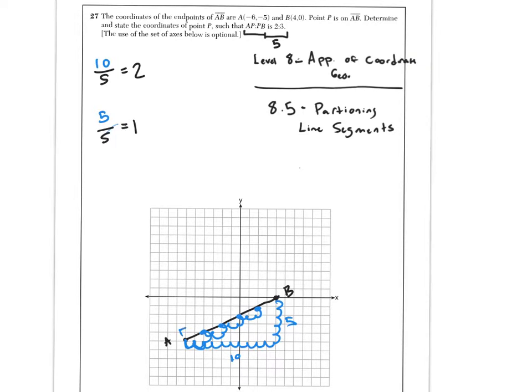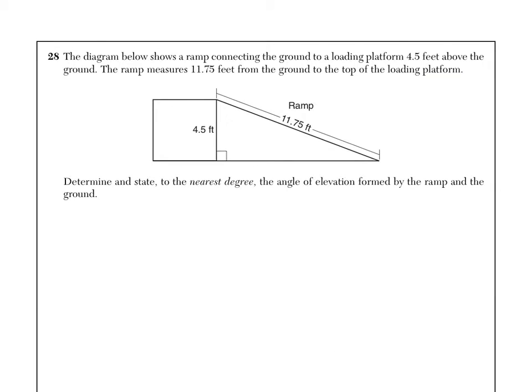So if we go count 2 parts, which is right here, that's 2 parts, that's 3 parts. So my point is right here. And so point P would be at -2, -3. Done and done. Okay, next one.